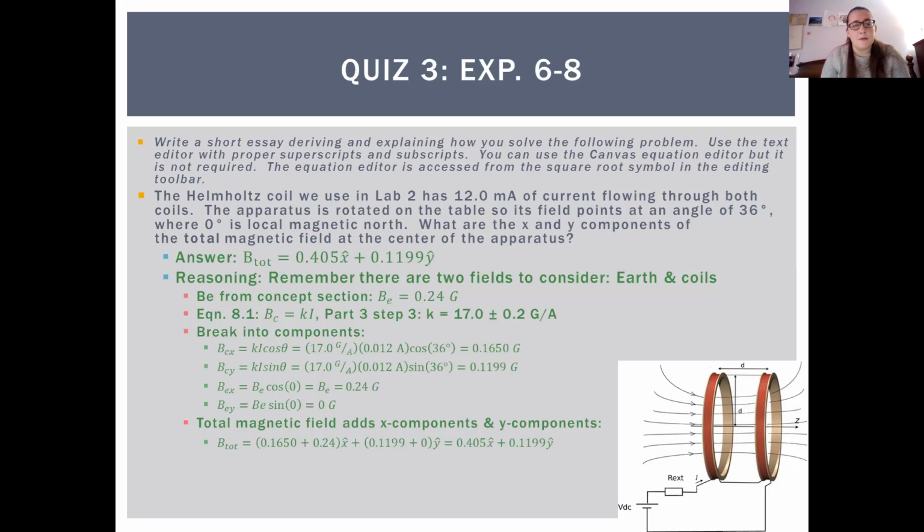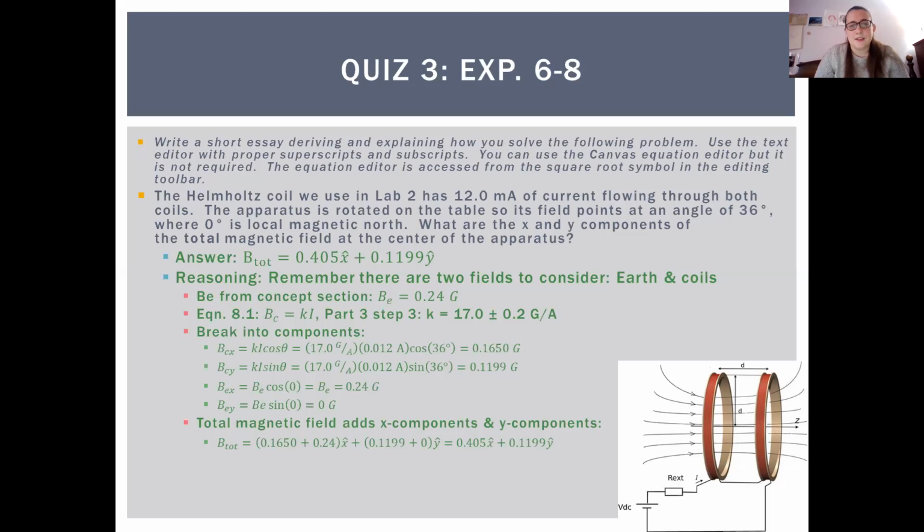Also from the manual, equation 8.1 gives us the equation for the coil's magnetic field, which is K times I. K is a constant that was given to us in part 3, step 3, which was kind of tricky because he cut out part 3, so we didn't actually do that part, and yet this crucial bit of information was embedded in there. Make sure you read carefully, even the parts that we didn't perform in class this year.